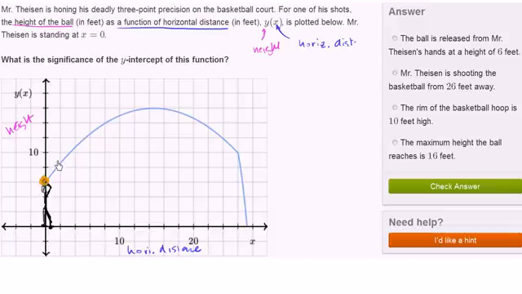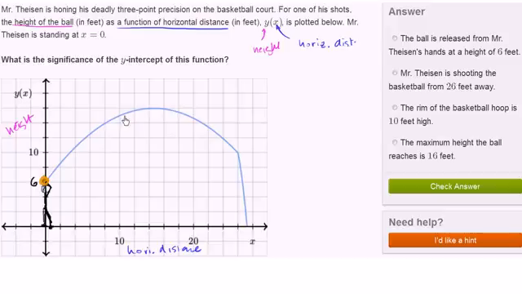And you see from the function right over here that where the graph intersects the y-axis, that's essentially the height of the ball when x is equal to 0, where Mr. Thiessen is standing. And if we look at this, it looks like it's 2, 4, 6 feet high. So that's really the initial position of the ball when Mr. Thiessen is about to let go of it. Then he lets go of it, and the ball goes in this parabolic trajectory.